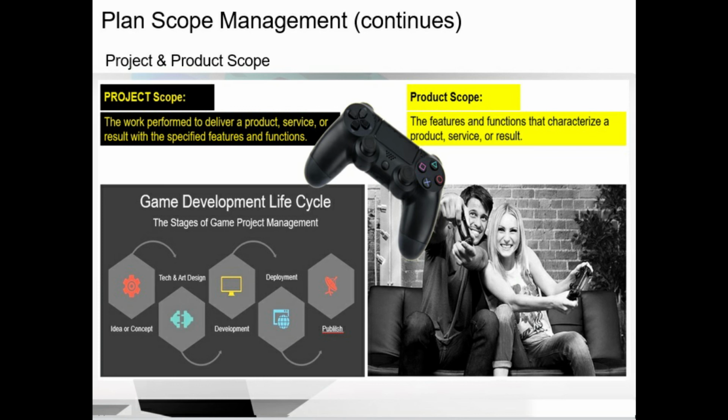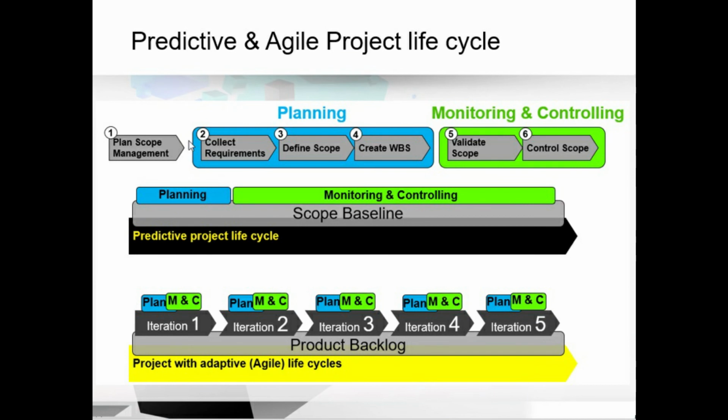So I hope you understand the keywords. Let's move to the agile and predictive life cycles in terms of scope. In the predictive life cycle, as I said, the scope baseline is already defined and you go with the monitoring and controlling of the activities. Whereas in agile and adaptive life cycles, planning and monitoring are set for each iteration. Each iteration provides feedback which helps the next iteration in terms of the product backlog.